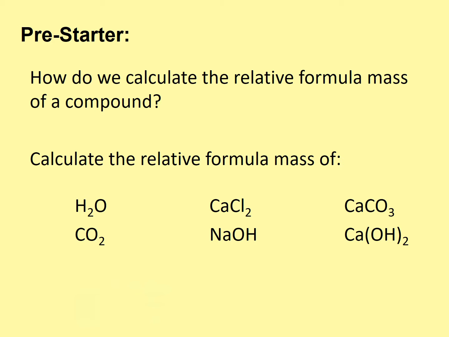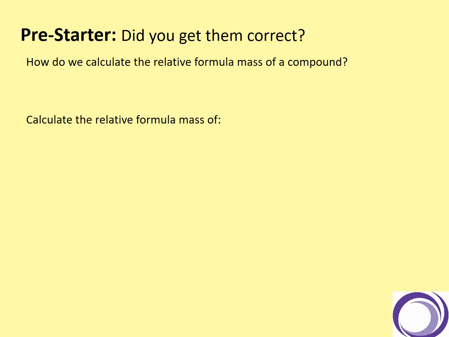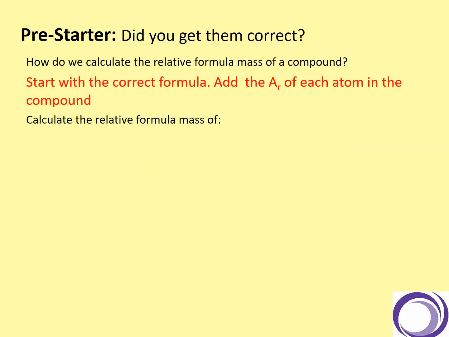So calculating the relative formula mass is often the starting point in much more complex calculations. So hopefully you've managed to do all of these. What we do is we start with the correct formula for that compound, and then we add the atomic mass of each atom in the compound. Remember, we can get the atomic masses from our periodic table. It's the larger of the two numbers in the boxes. The massive number is the mass number.